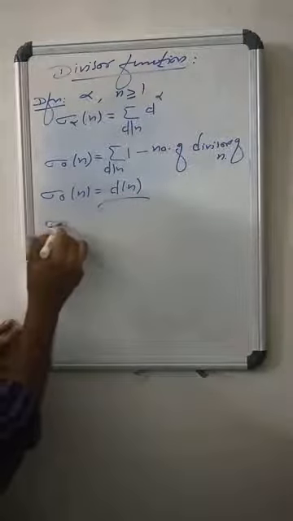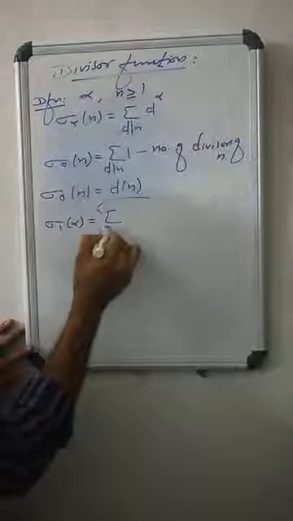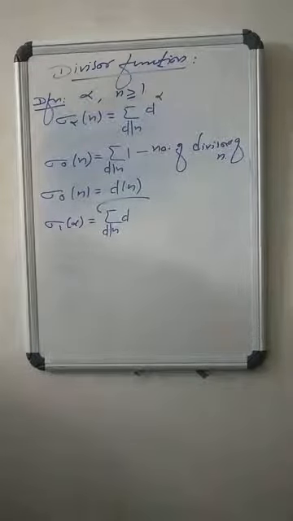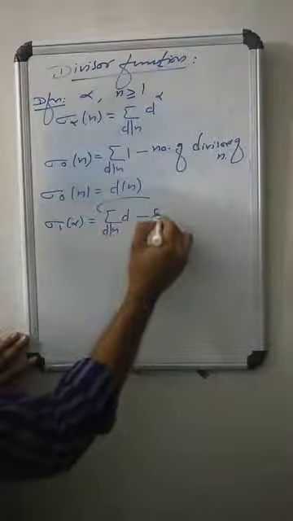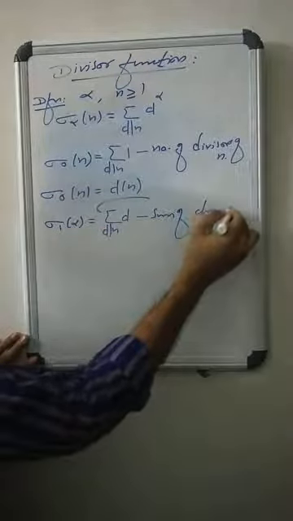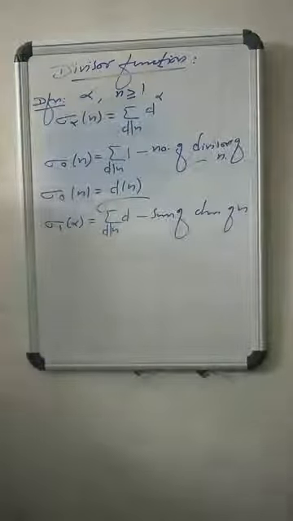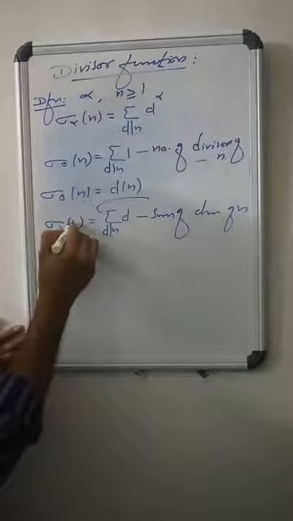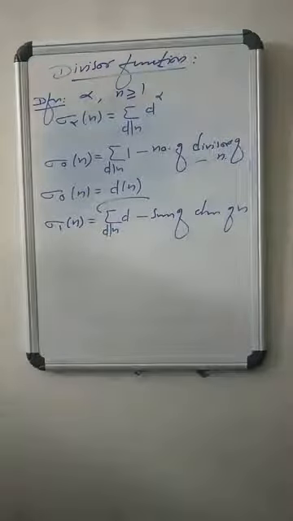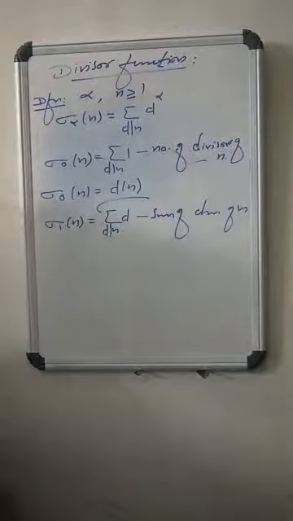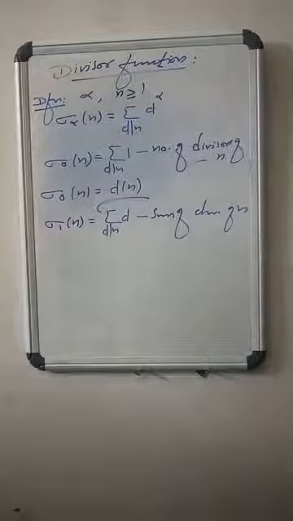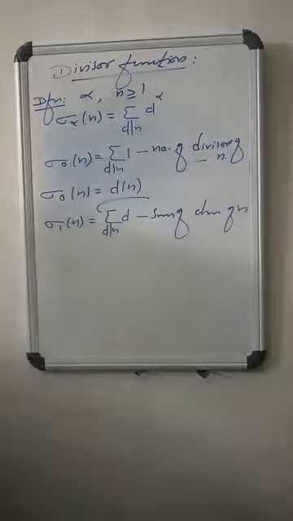What is σ_1 of n? σ_1 of n equals the sum over d dividing n of d^1. That is the sum of the divisors, the sum over d dividing n of d, the sum of divisors of n. So σ_0 of n is the number of divisors of n, and σ_1 of n is the sum of divisors of n. There is a difference.